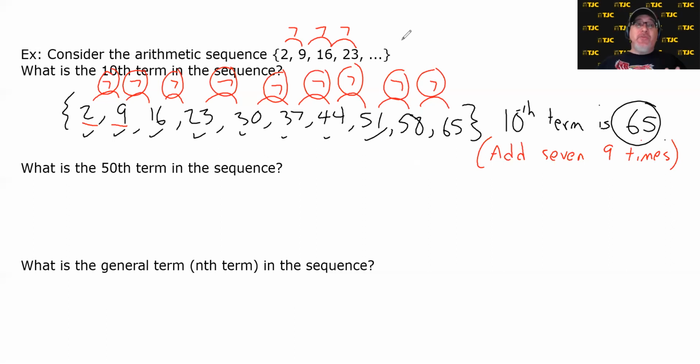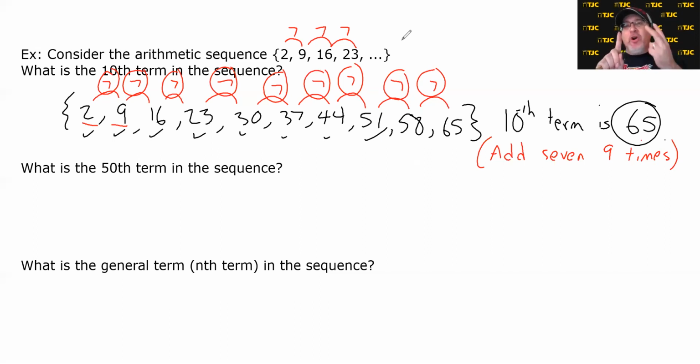So our first number added takes us to the second term. The second 7 added takes us to the third term, so on and so on and so forth. This 9th 7 added got us to the 10th term. So I'll ask again, to get to the 50th term, how many 7s do you think we're going to have to add? It's not 50, it's 49. Because we don't need that 50th one because we already start in the first position.